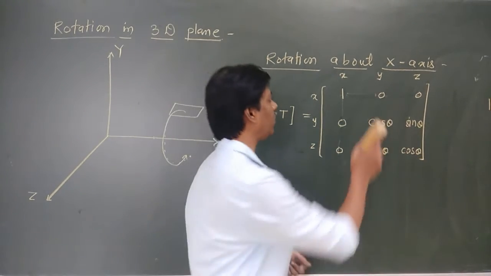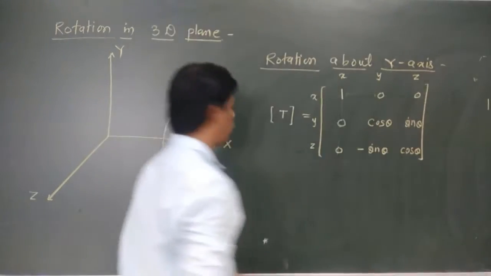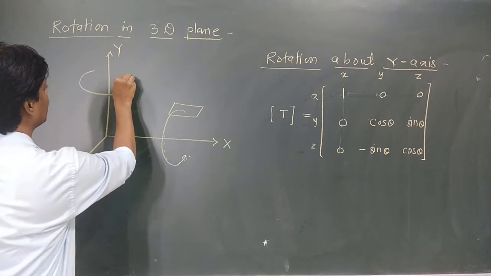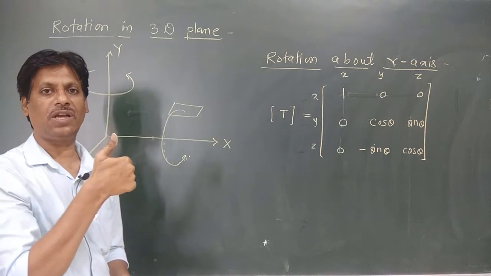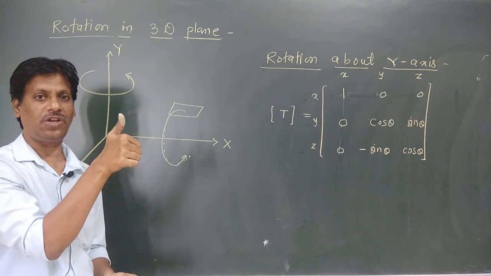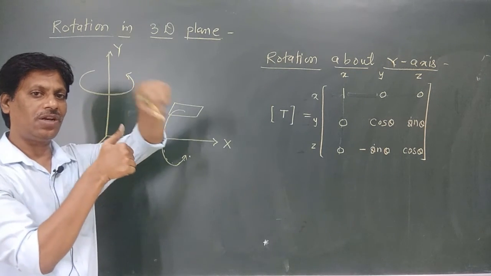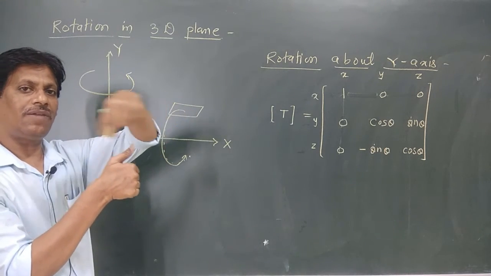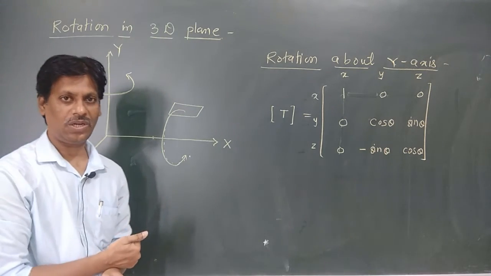Now similarly, if you want to take a rotation about the y-axis, we have to rotate the object about the y-axis. Again we can use the same thumb rule to find out the positive or negative rotation about the y-axis. Just keep your thumb in the direction of the positive axis and see the direction in which the fingers are moving. That direction is a positive rotation, and the opposite of that is a negative rotation.